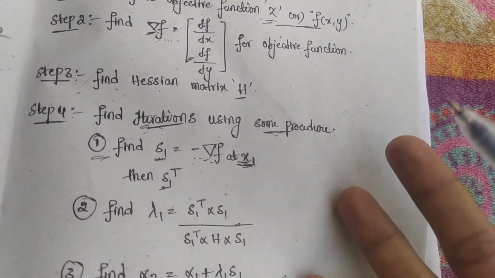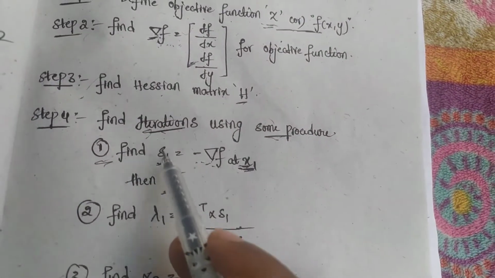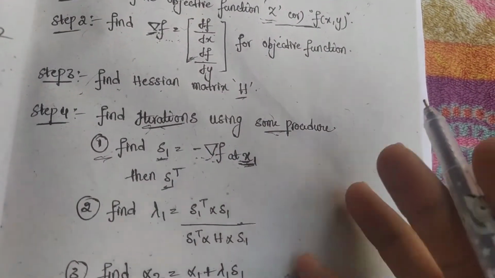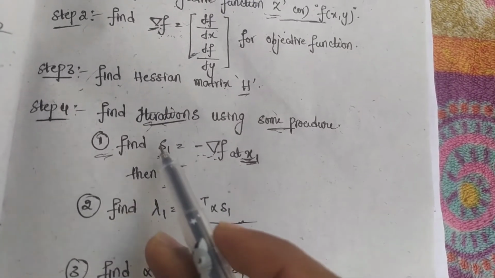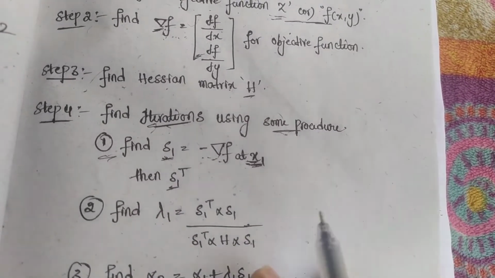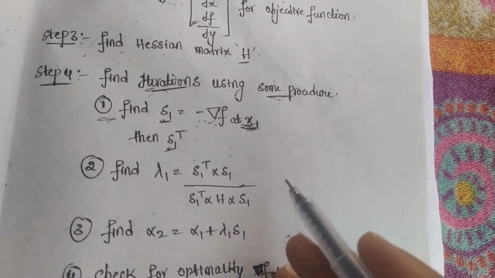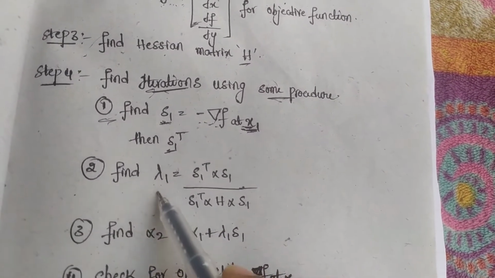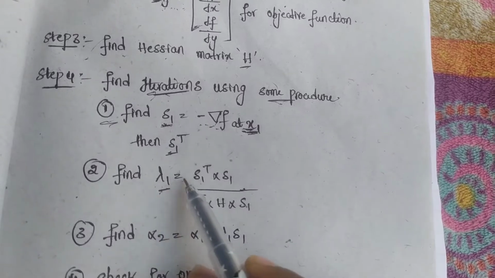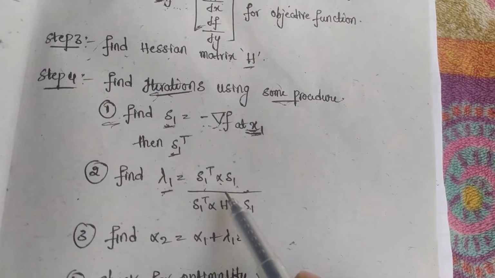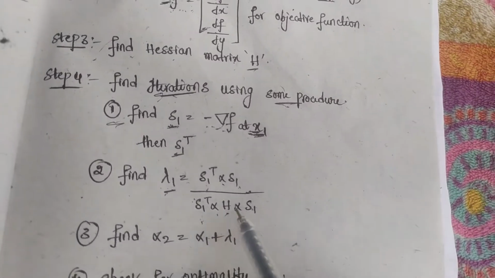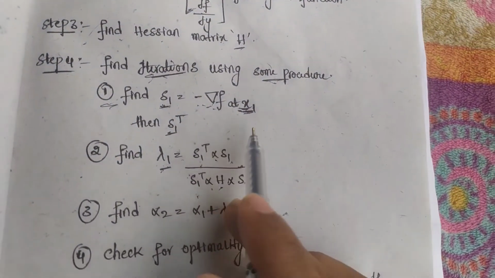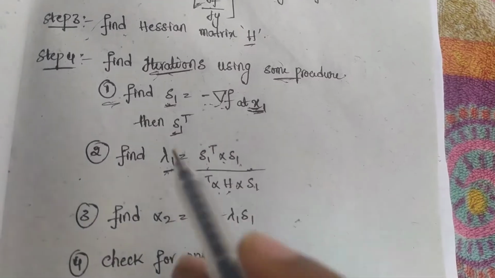Next I will explain how to do this whole procedure by using one problem. Let us see how to find s1 and lambda 1. Second, we have to find the value of lambda 1 using s1 transpose into s1 by s1 transpose into Hessian matrix H into s1, for finding the lambda 1 value.